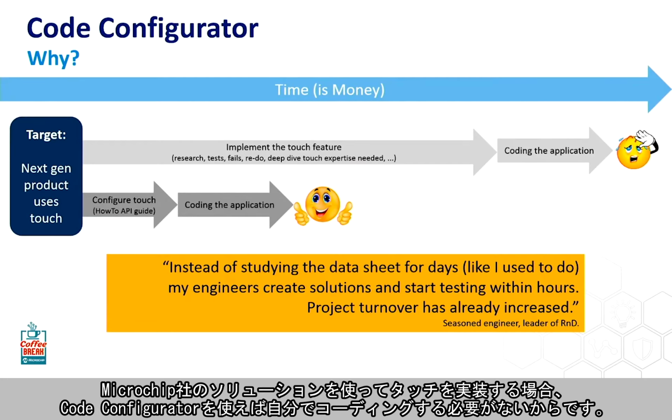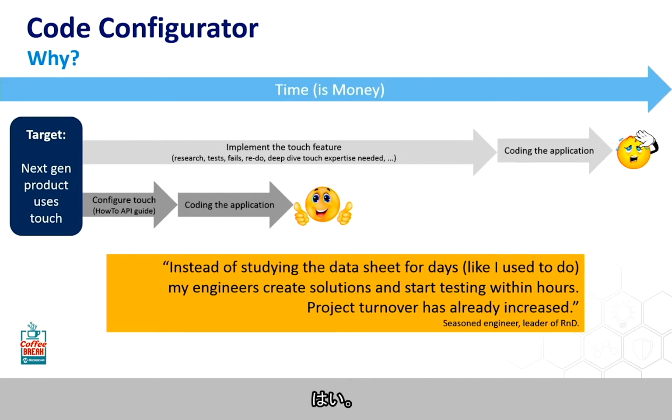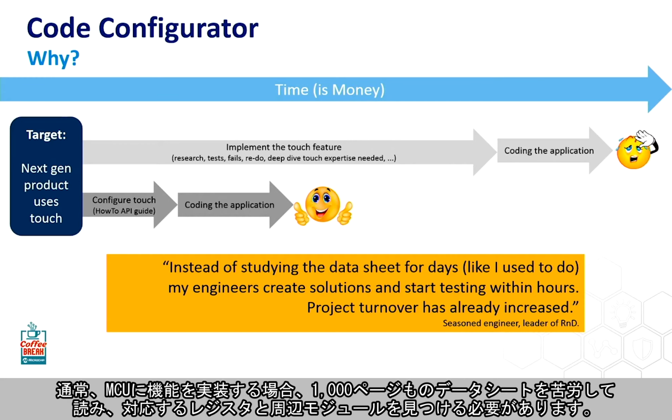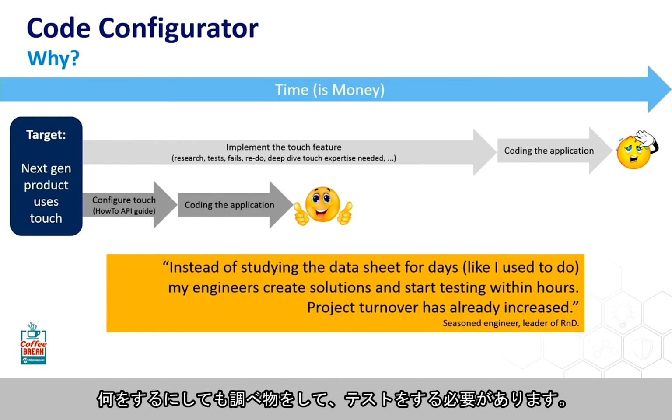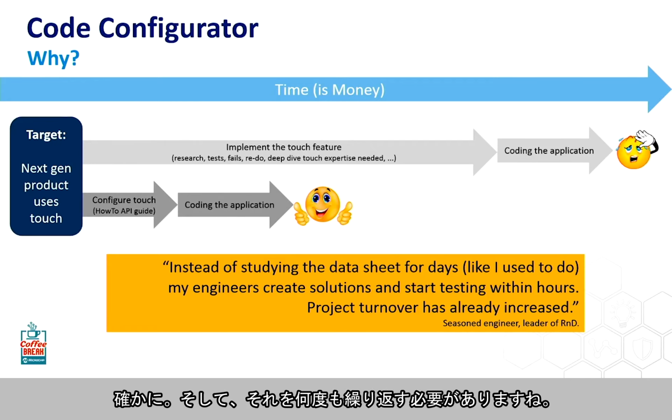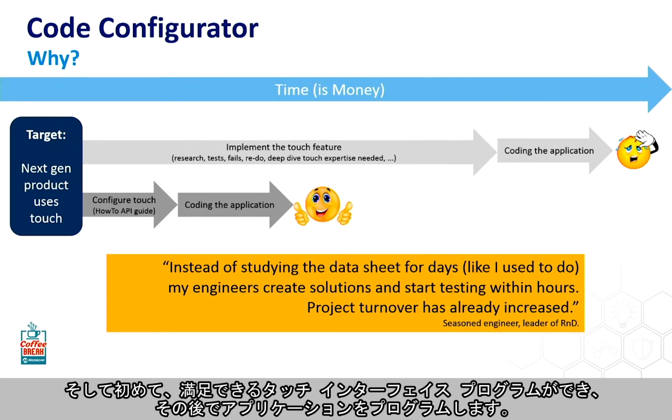It is important to understand that if you do touch with Microchip, there is no need to code the touch at all. We already did that for you. Usually when you want to realize a function inside an MCU, you will crawl through 1,000 pages of a data sheet, find the right registers and peripherals on that part to do what you intend. So you have to do some research, some testing, and you need some expertise. Absolutely, and there's a lot of iteration with that. And then you are eventually happy with the functionality.